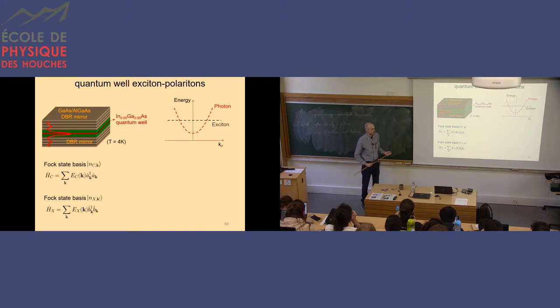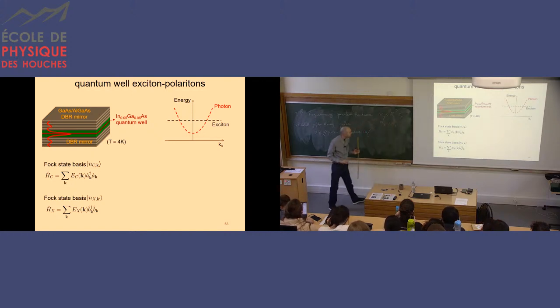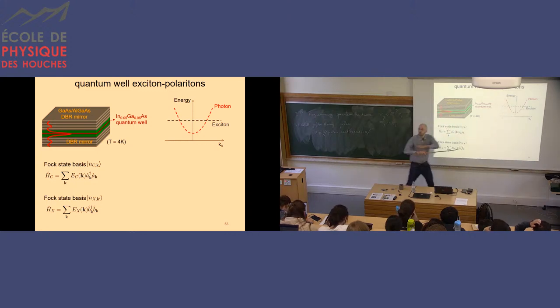I told you, excitons are as well massive particles, but compared to the photon, they are super heavy. If I give you an order of magnitude, typically the mass of the photon is of the order of 10 to the minus 5 times the mass of the electron, whereas the mass of the exciton is of the order of the mass of the electron, more or less. So there is this 10 to the 5 order of magnitude difference between the masses, and because of that, I will consider this dispersion completely flat. So the exciton is flat. It almost doesn't disperse at the scale that we are looking at here.